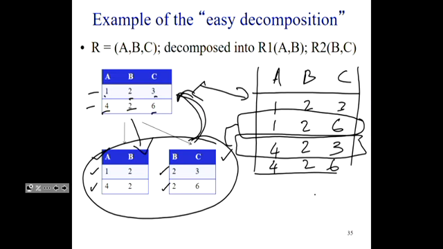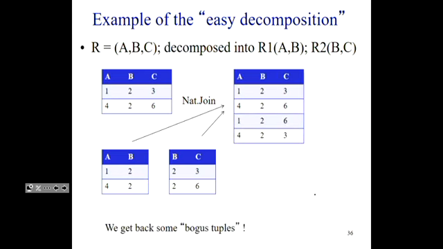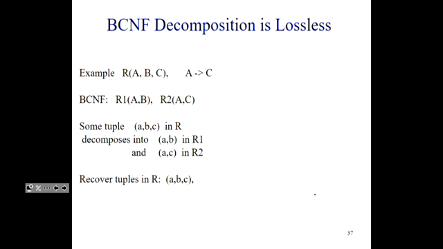So this is why easy decomposition does not work. You get back bogus stuff, that's your issue. There's a formal proof in the textbook about why the BCNF decomposition is lossless. I want to give you a little bit of an intuition for why that is the case via an example.